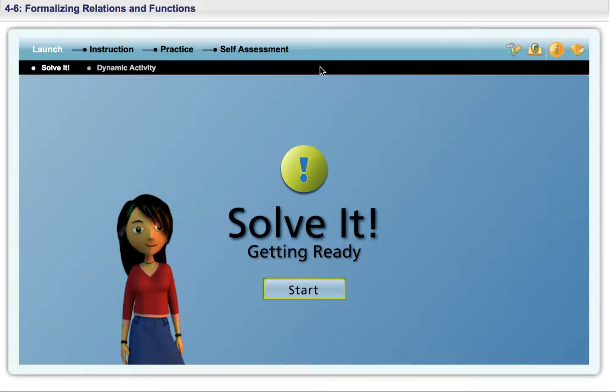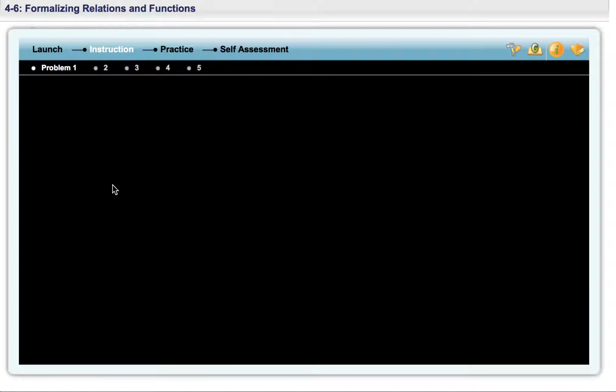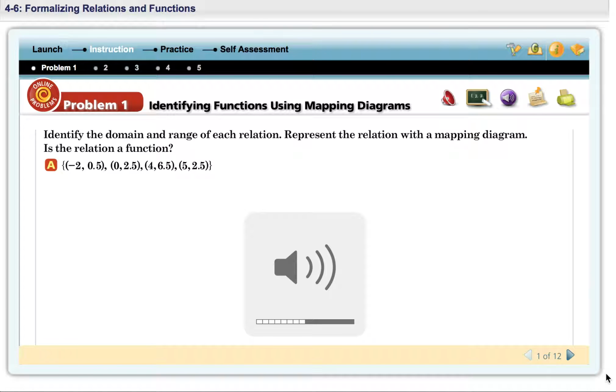We're going to talk a little bit more about what a relation and what a function is, and I think this is going to help us understand that just a little bit more. So let's look at the first part of the instruction here. In this problem, you will identify functions using mapping diagrams. Part A. Identify the domain and range of the relation. Represent the relation with a mapping diagram. Is the relation a function?